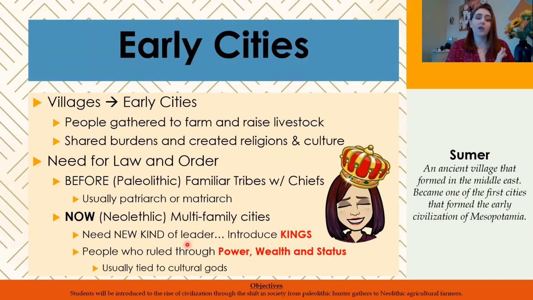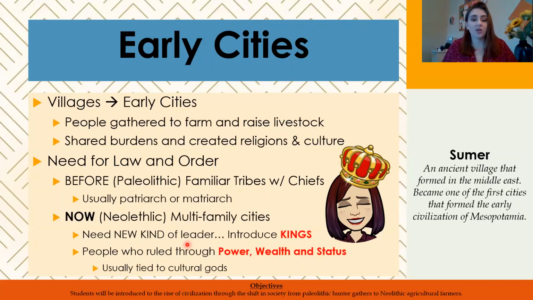Because remember, before in the Paleolithic period, people formed familial tribes with chiefs, usually a patriarch or matriarch. So it was a small unit. You didn't really need any law and order. The chief would say, do this, don't do this, and people would be like, cool.